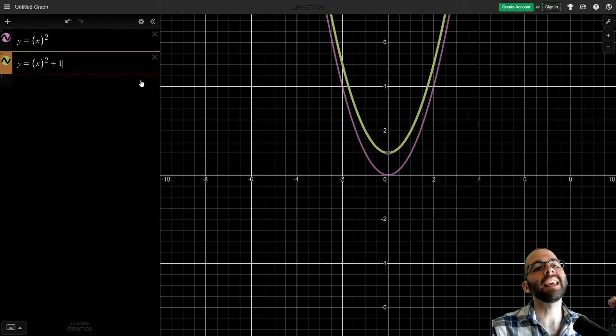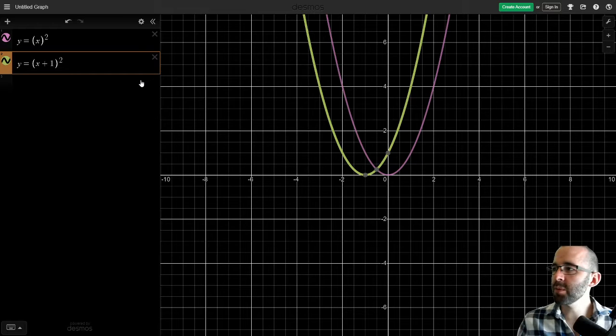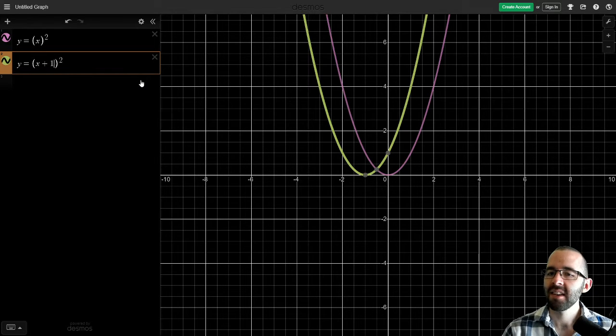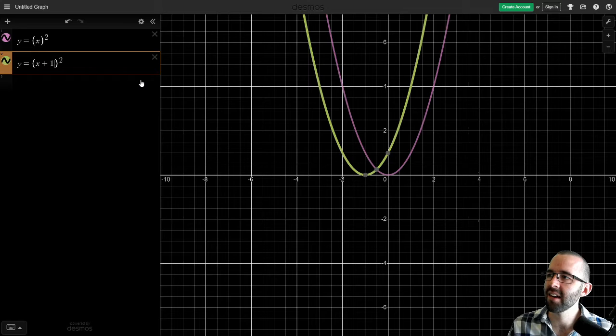If we add something on the inside of the function, that's a horizontal shift. And you might be surprised to find out that it moved left. When we added 1, it moved to the left one, not the right. You might have expected it to go right, okay? But it doesn't. In general, and it's going to be a theme of this section, anything we do to the inside of the function kind of goes opposite of what you might think. Yeah, it's kind of backwards, all right?